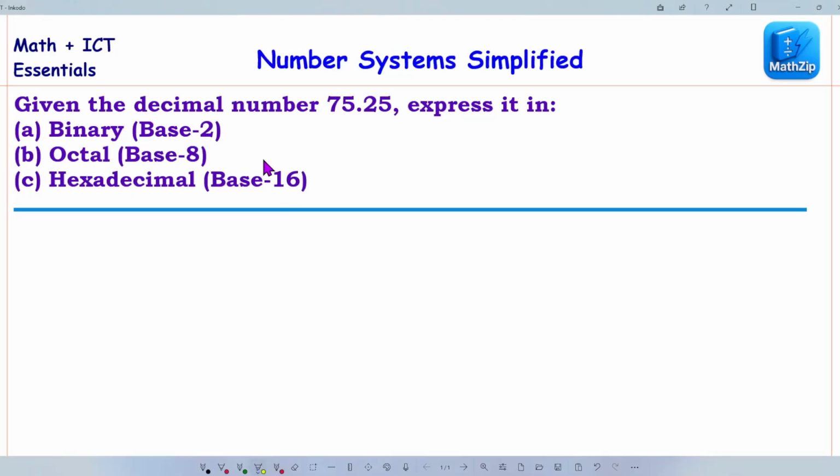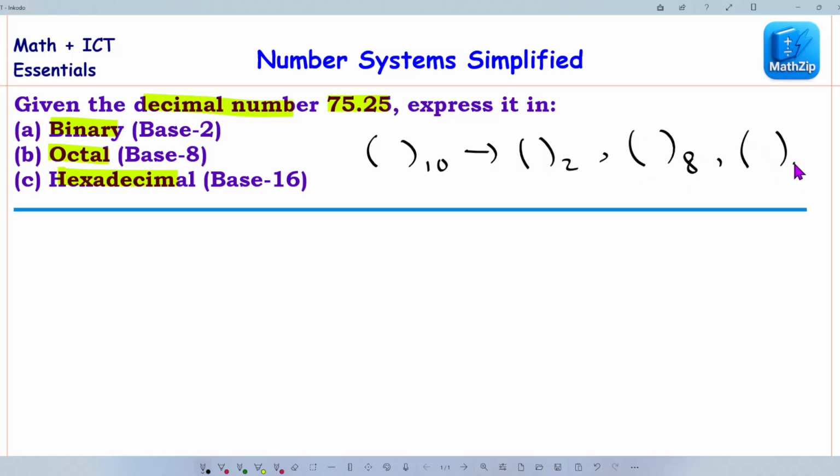Number system. Decimal number 75.25 we will express into binary, octal and hexadecimal. So in one video we will get decimal to binary, octal and hexa. Very impressive. So first we will convert to binary.